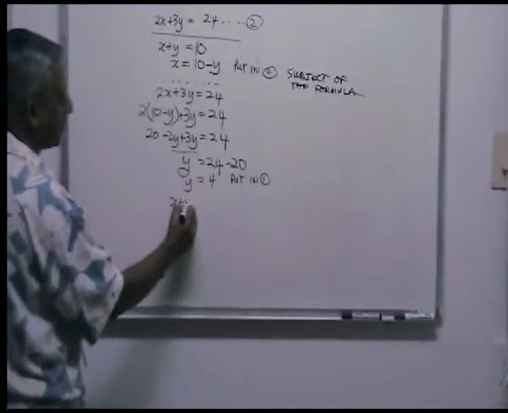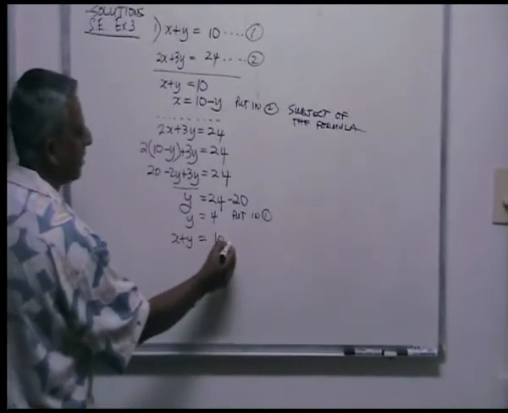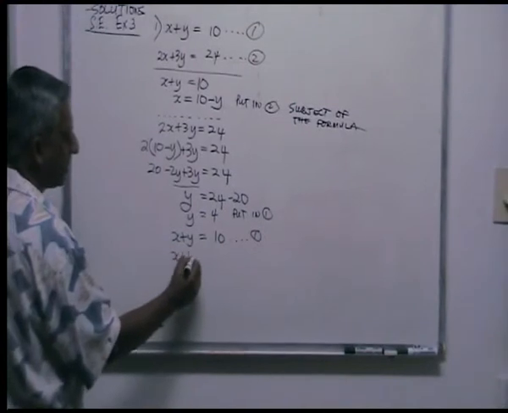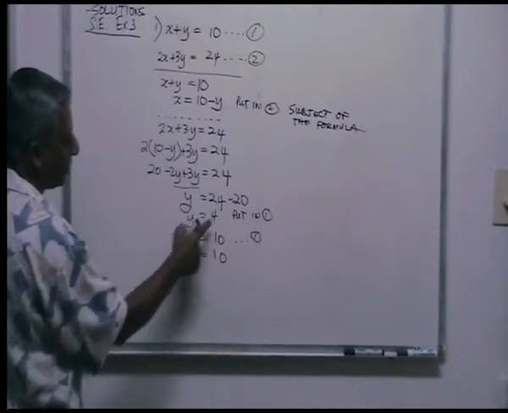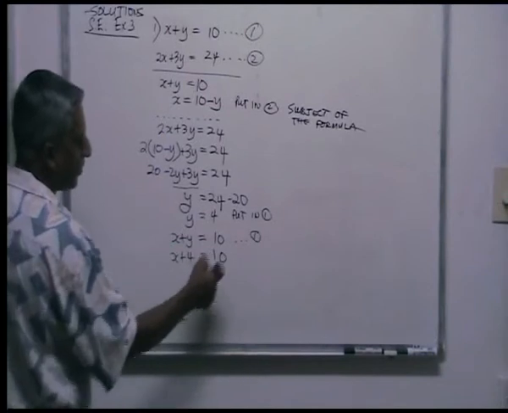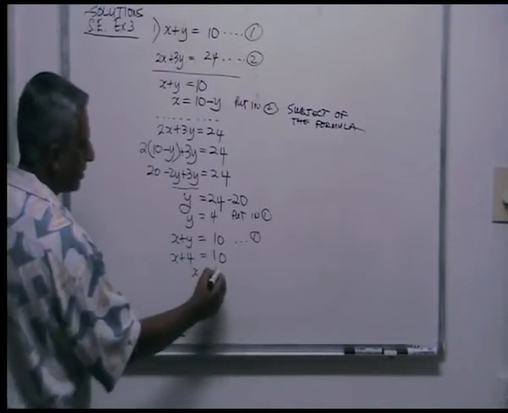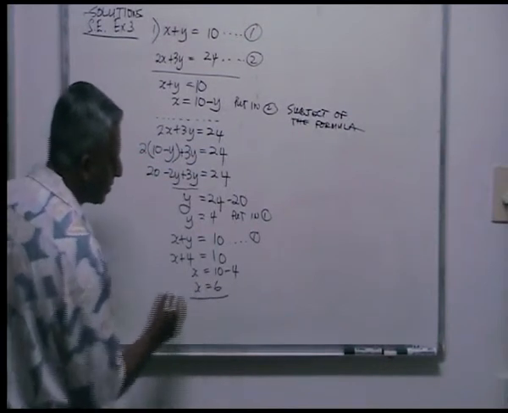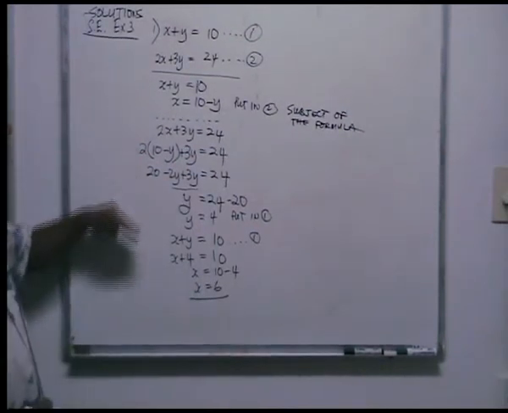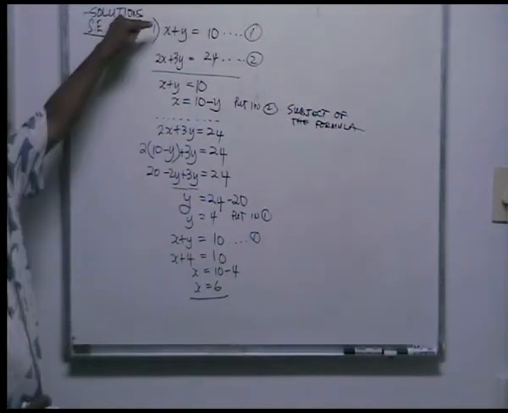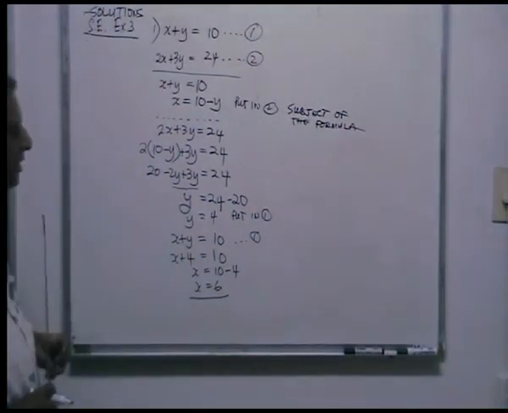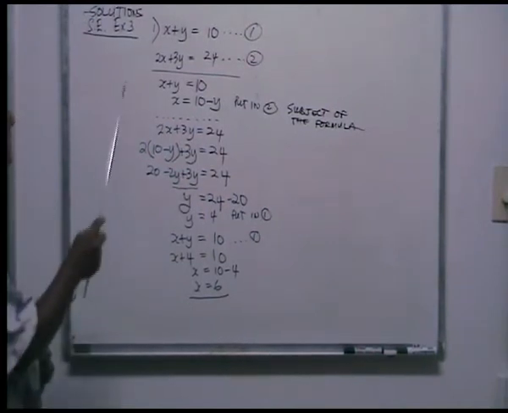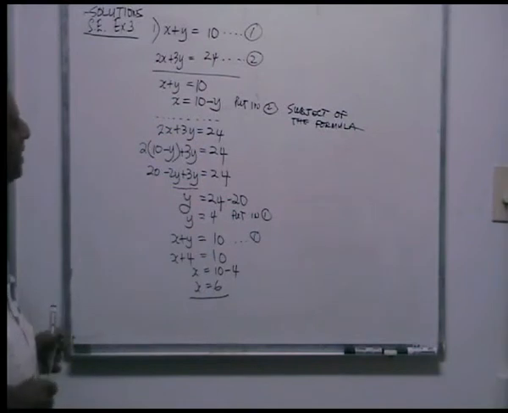Now, x plus y is equal to 10. That's number 1. And we know that y is 4. So x plus 4. You see, I put the 4 where there is y. x plus 4 is equal to 10. x is equal to 10 minus 4. 10 minus 4 is 6. So x is equal to 6. So we have solved this equation by substituting the first equation into the second one. Alright. So this is a method that can work for lots and lots of equations.